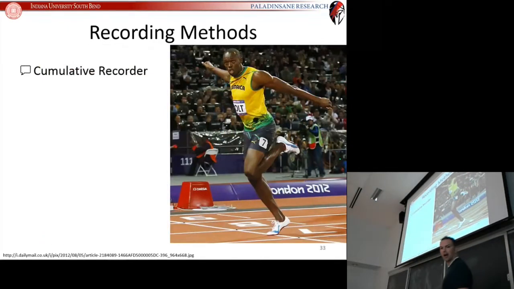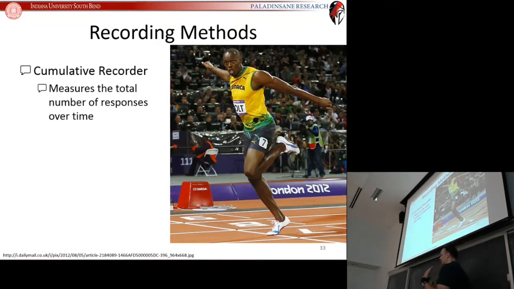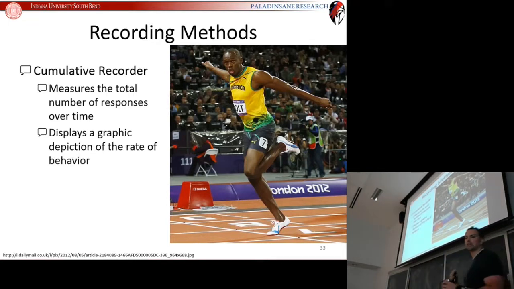Anyways, so why are we talking about Usain Bolt right now, rate of response? Well, rate of response is oftentimes used to measure learning, measure behavior. We're going to see later on that you can analyze patterns of rates of response to figure out different contingencies that people are on. But we're going to use this to illustrate the idea of the cumulative recorder. The cumulative recorder is a tool that is used to measure the rate of responses over time by measuring the number of responses over time. So this is displayed as a graphic that depicts rates of behavior across a given time.